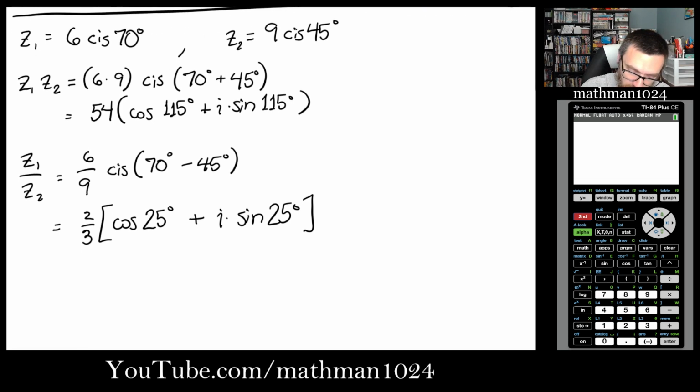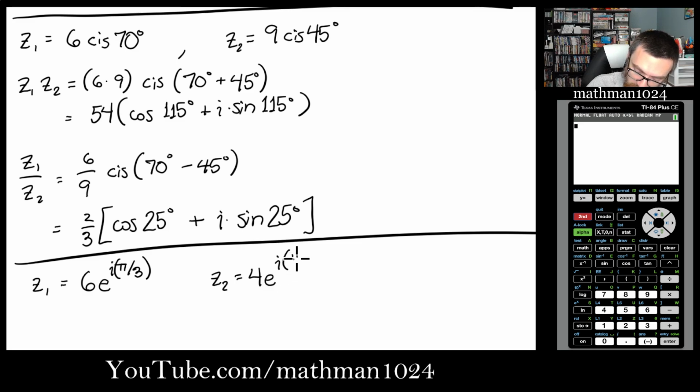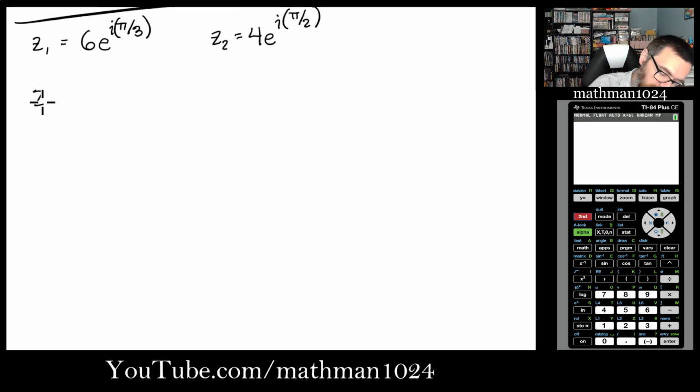All right, let's look at another example, another pair of complex numbers. This time without degrees, we're going to be using radians. So if I say Z1 is 6e to the i times pi over 3, and Z2 is equal to 4e to the i times pi over 2. So we're going to have these for our two complex numbers, and let's find the product.